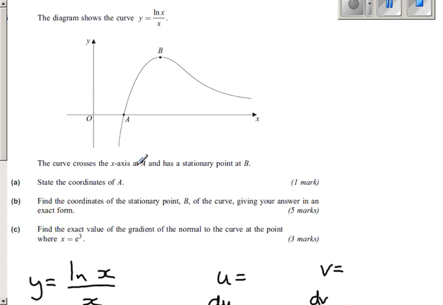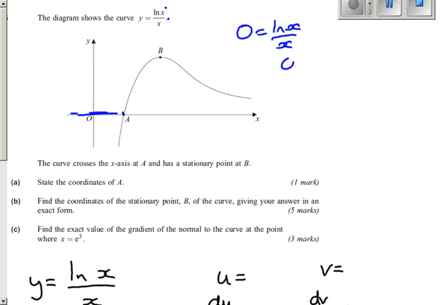Question 6, you've got a little graph here, y equals ln x over x. And the first thing we've got to do is find out the coordinates of A. Well, we can see it's crossing the x-axis here, so the y value equals 0. So let's just write 0 equals ln x over x and find out what x is.